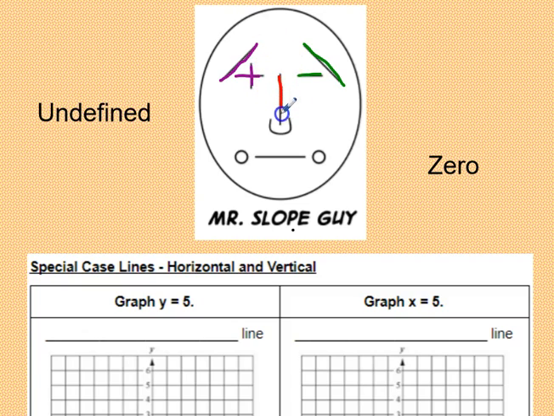But the first special case is a vertical line, so it goes straight up and down. And underneath there's this U, which stands for undefined. So if you want to write that somewhere on your paper, that would be very helpful.